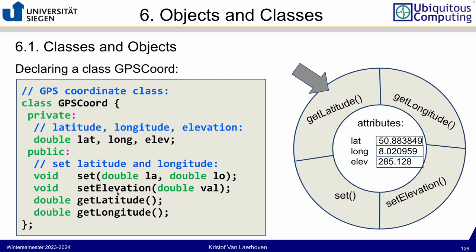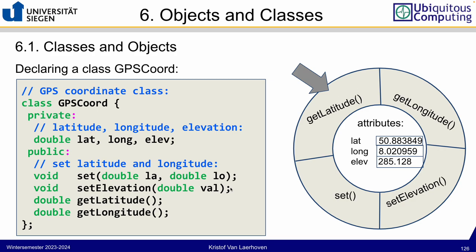You know, they have a return type, and if they don't, then we just say they are void, and then they might have some parameters or not, right? So get latitude is just returning the latitude of that object. Same for the longitude. For set elevation, we only have one parameter, namely the elevation that we want to set this object to. And for the set method, we have two parameters. The first one is the latitude, the second one is the longitude that we're going to set for this GPS coordinate. All right, so that is how we're going to now say this is the way our class is structured.